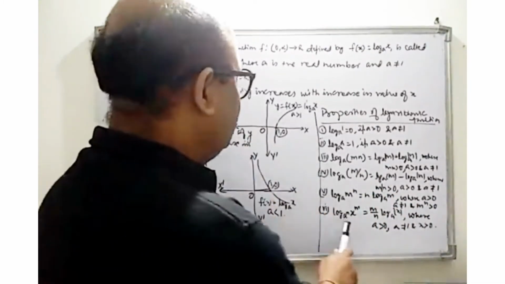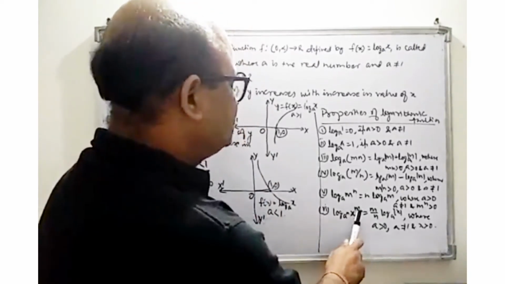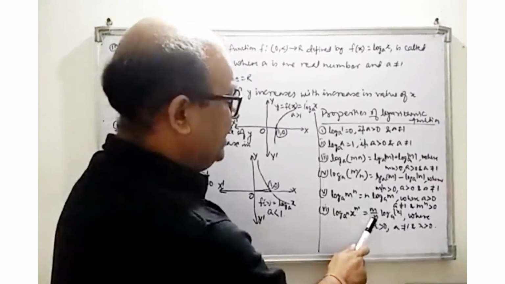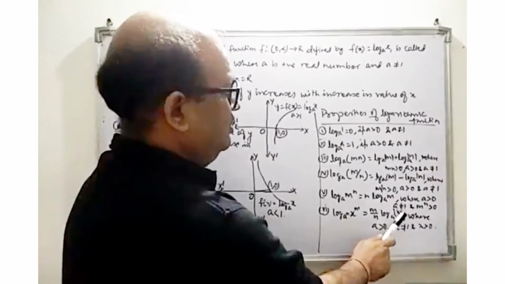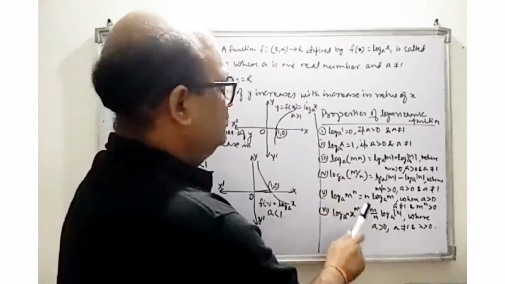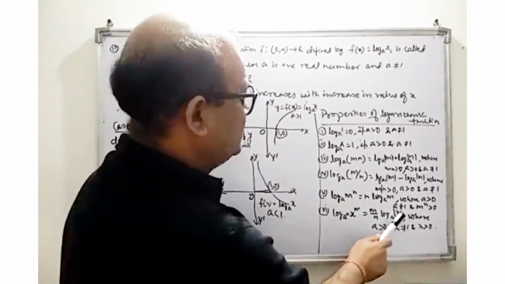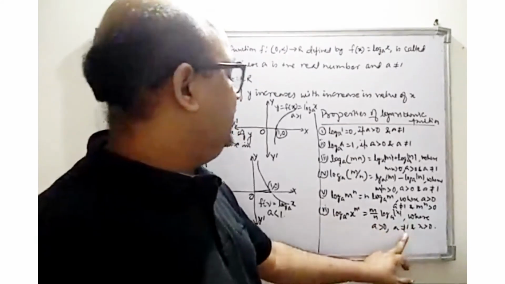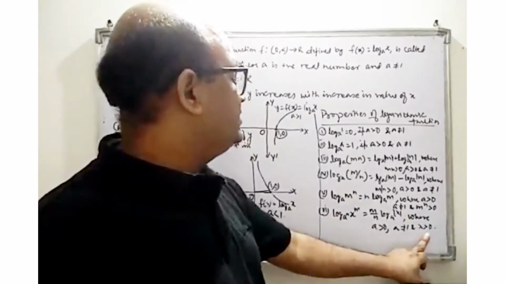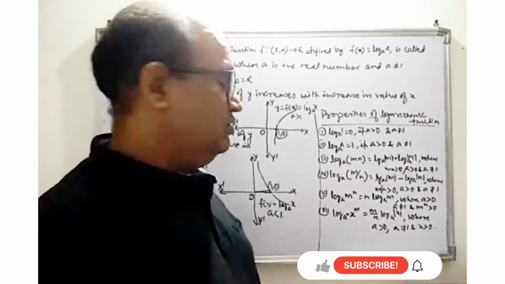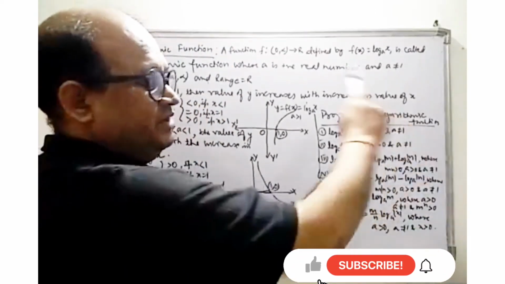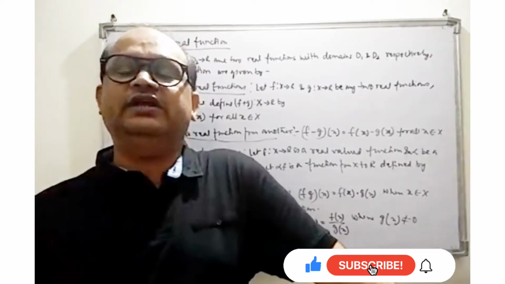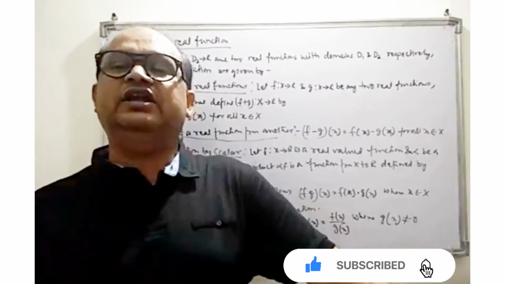Next comes log x to the power m upon n to the base a, that is m by n log x to the base a. So it becomes m by n log x to the base a, where a is greater than 0, a is not equal to 1, and x is also greater than 0. So these are the properties of the logarithmic function. Here ends the logarithm function. We end the types of function and their graphical representation.